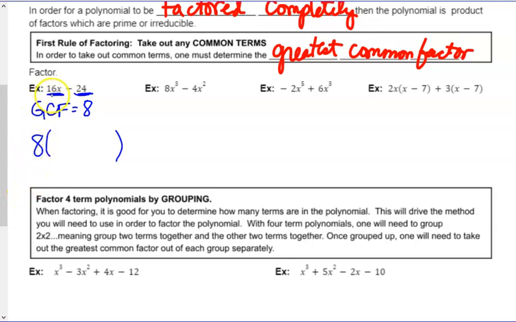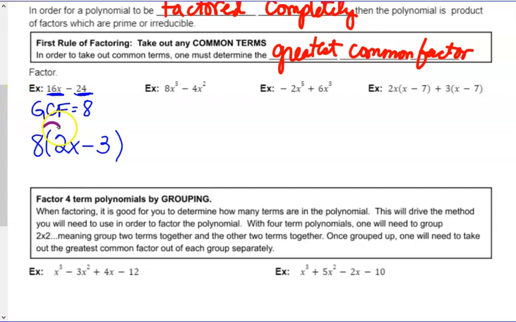A couple of ways you can do that. You can divide 8 into the 16x and get what's left over. Or you could ask, what do I multiply 8 by to get 16x? Well, I need a 2 to make the 16, and then I attach the x. Minus, what do I multiply 8 by to get 24 back? Well, that is a 3. Again, you can take 24 divided by 8, however you'd like to see it.